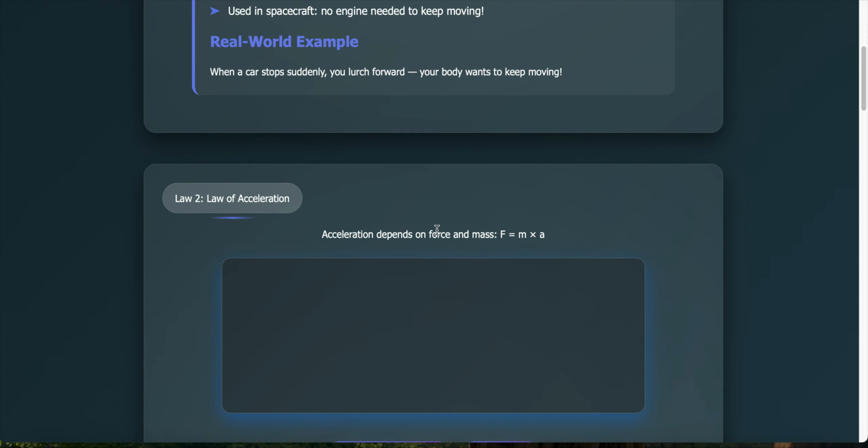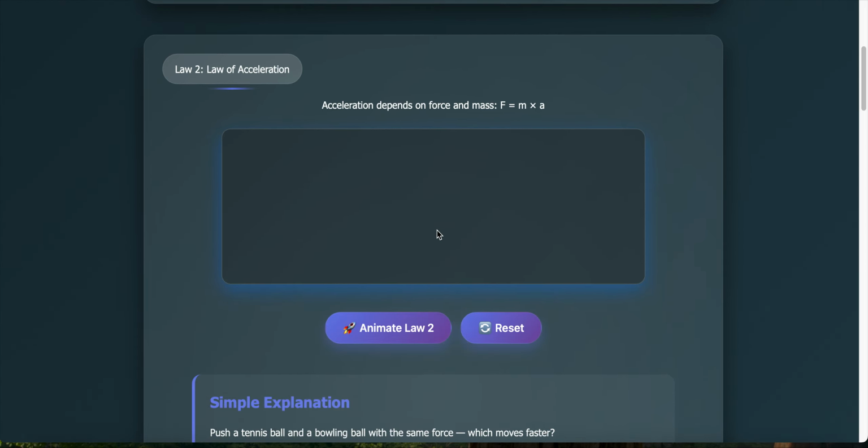Now come to the second law of motion, the law of acceleration. Some students don't know what the second law is. Force is equal to mass into acceleration. Correct? So how does it work practically? How does Newton's second law of motion work live?